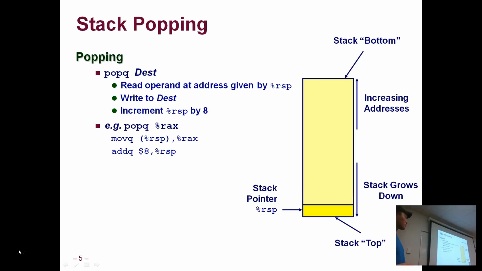The next thing is pop. Popq destination reads the top operand of the stack, moves it into the destination, and then updates the stack pointer to point to the value below. This is the assembly for it: move what's pointed to at the top of the stack into RAX for popq RAX, and then add quad 8 to RSP to move the stack pointer back up. That's what that operation is doing. So last in is the first that comes off.